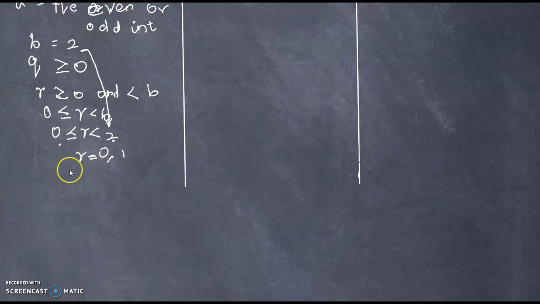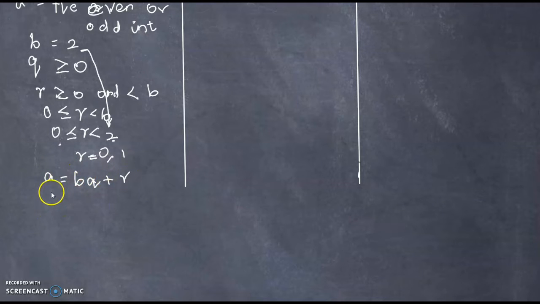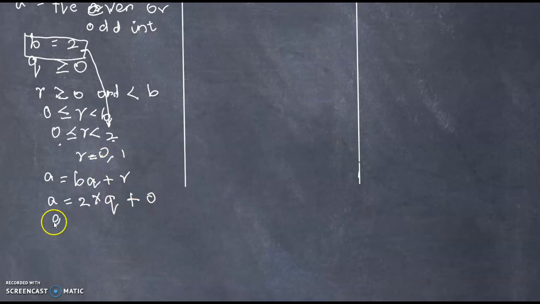Now substitute all the values in the equation. a equals bq plus r. We know the value of a is any positive integer, b is 2, and q is anything greater than or equal to 0, plus r. First let's substitute r as 0. So a equals 2q.